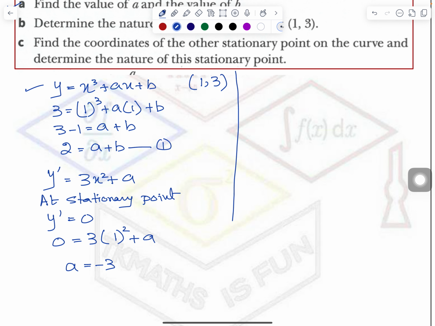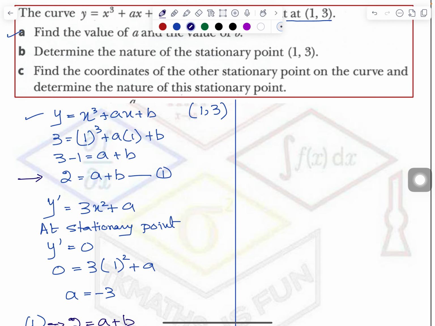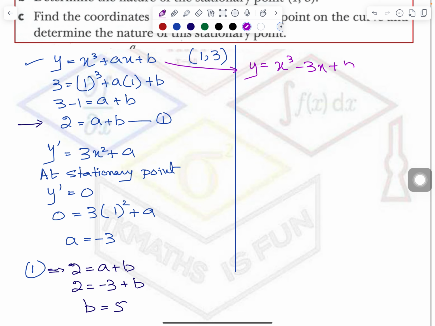So I can substitute this in equation 1. This is your equation 1. You can see here, it implies 2 is equals to a plus b. So I will write the value of a here. So b equals to 5. I found the value of a and b. It means I have found the equation without any unknown now. So in this equation, I am substituting the value of a and b. a is -3 and b is 5. So I got the equation here.